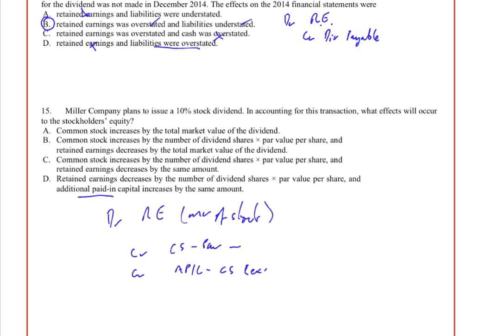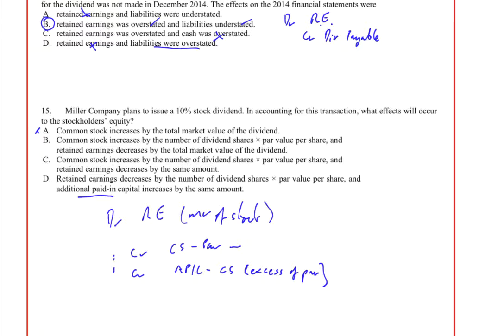So the difference between the par value and the market value of the stock, which is likely substantial. So common stock increases by the total market value of the dividend. Well, the two together do, but I think that the fact they mention APIC separately means we better worry about that. So it's not A.